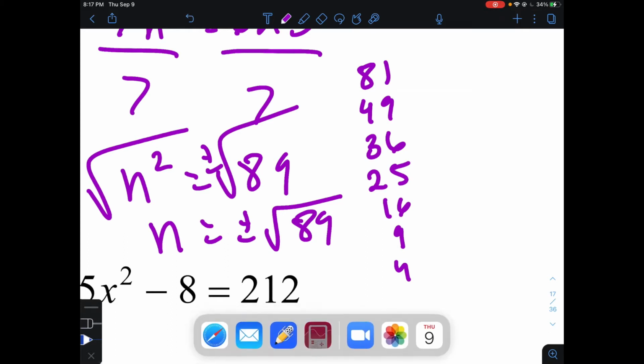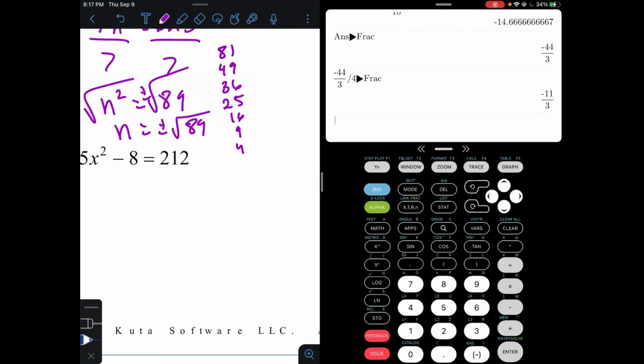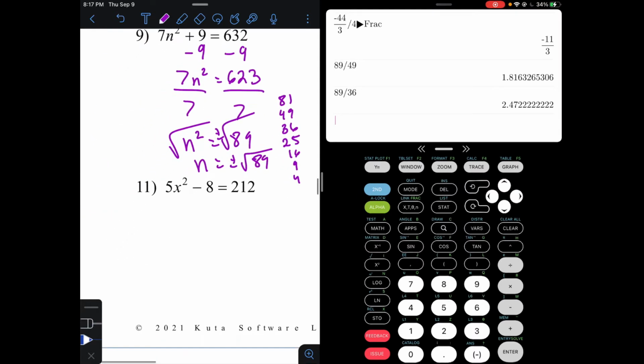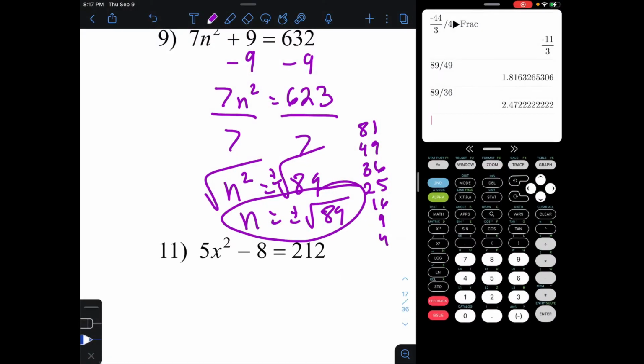What I mean by none of these go into there is that none of those are factors. For example, if I do 89 divided by 49, just kidding. There we go. It doesn't work out, right? I get a gross decimal. Same with 36. 89 divided by 36 doesn't simplify, so we're stuck. So this would be your answer here. But of course, if it was something that you could simplify, you'd want to go ahead and simplify the radical.